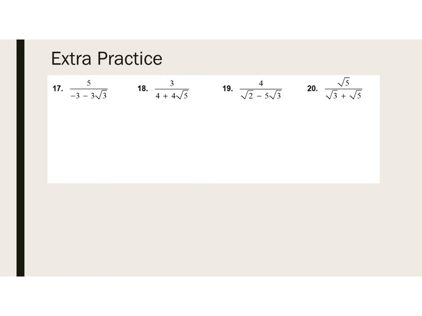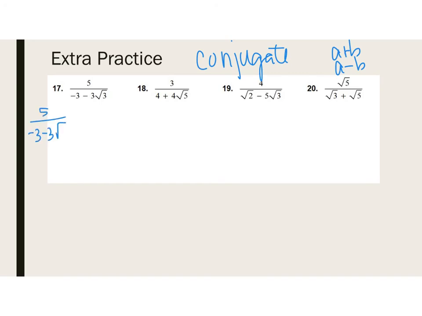We're still going to rationalize, but this time you're going to multiply by the conjugate. I've brought this word up a couple times. The conjugate to a plus b is a minus b. So when you multiply here, I'm going to rewrite this a little bit over to the side so I have a little bit more room.